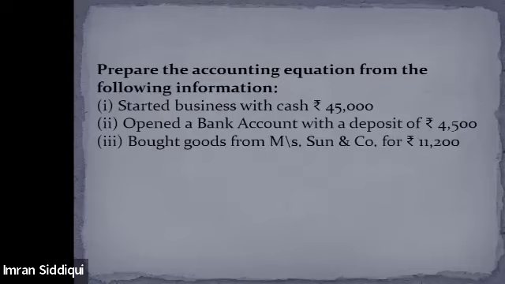So we'll start with this question. Labiba and Zainab, this is our first question based on accounting equation. Question number one, just a minute. So this is our question number one. Okay, so the question is asking us to prepare the accounting equation from the following information. There are three pieces of information given in the question. First, started business with cash 41,000; opened a bank account with a deposit of 4,500; bought goods from Messrs. and Son and Company for rupees 11,200. We'll be dealing with these items one by one.